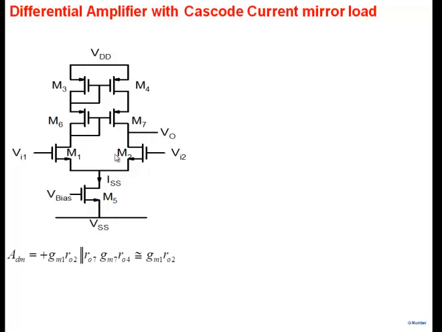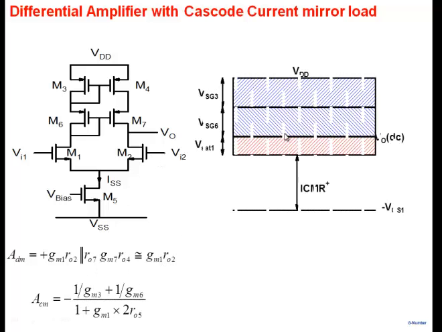You can easily show here, we leave it as part of homework problems, that ADM is equal to GM1 R02. Note that GM1 will come from M1 and M2. The Norton's current will come out to be GM1 times VID. And the resistance here will be the resistance looking down, which is R02, and the resistance looking up, which is this combination here, R07, G7, R04. So overall gain will basically be limited by GM1, R02. And common mode gain, I'll leave it here.